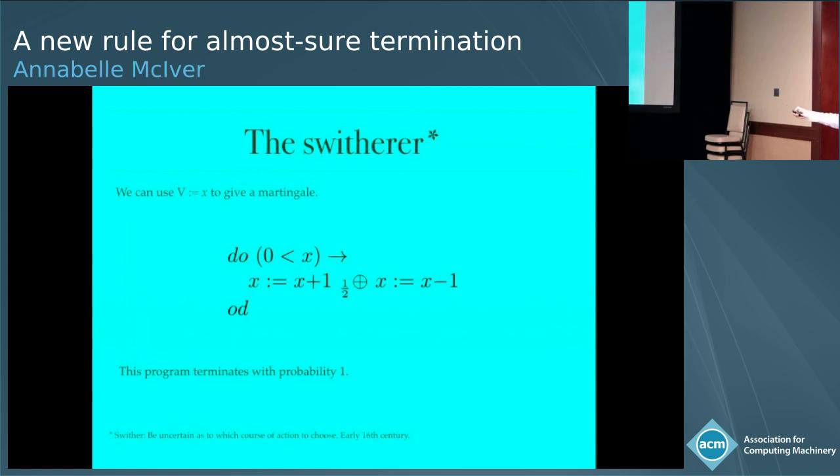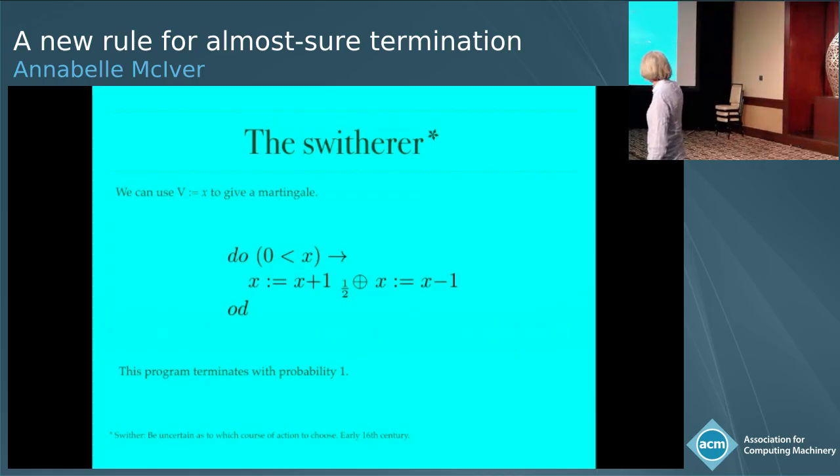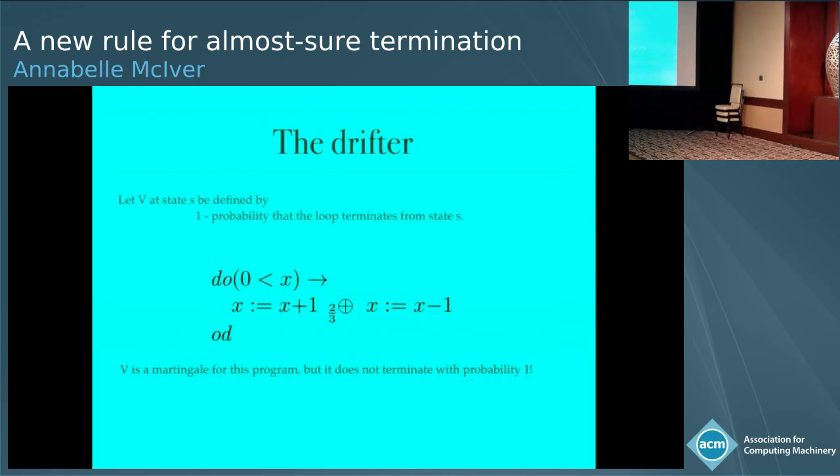And if you do that little calculation I did before, you'll see it's not a ranking super martingale, because the average of the value of x after one iteration is x itself, so there's no change. However, this does terminate with probability 1. So here's one that doesn't terminate with probability 1.